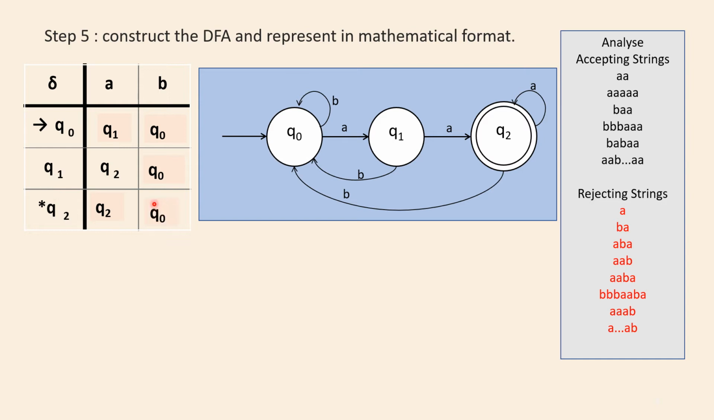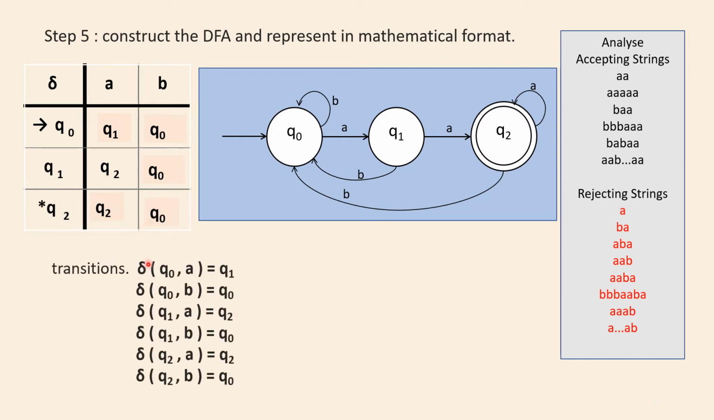Let us make a note in the transition table at the same time, and these are the transitions. We can write them down either from the diagram or from the table. That is, Q0 on input A goes to Q1. Q0 on input B is in Q0 itself.